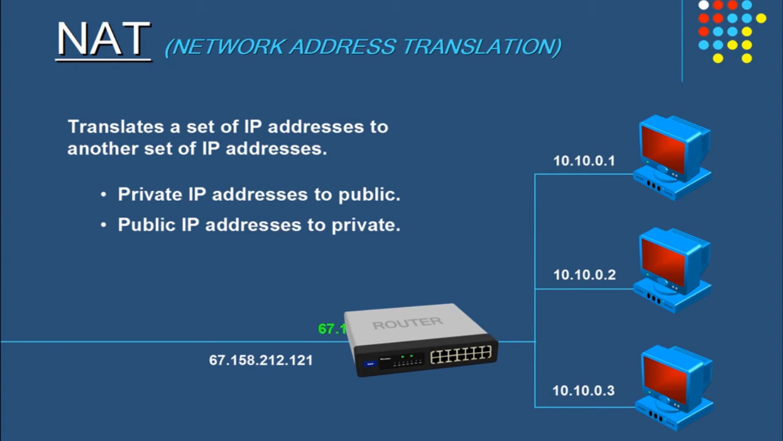And this goes both ways. If a computer on the internet wants to communicate with a computer on this private network, then the public IP address needs to be translated to the private IP address for that computer.